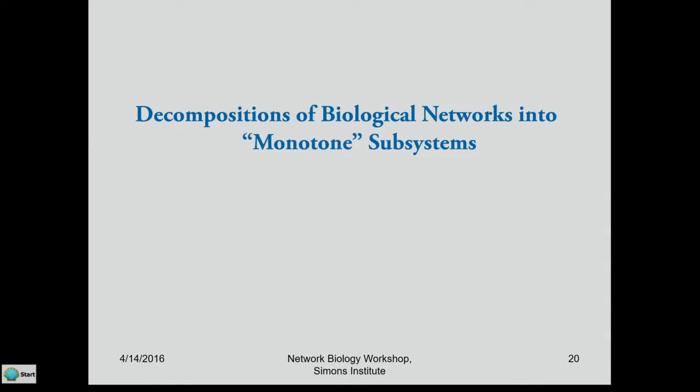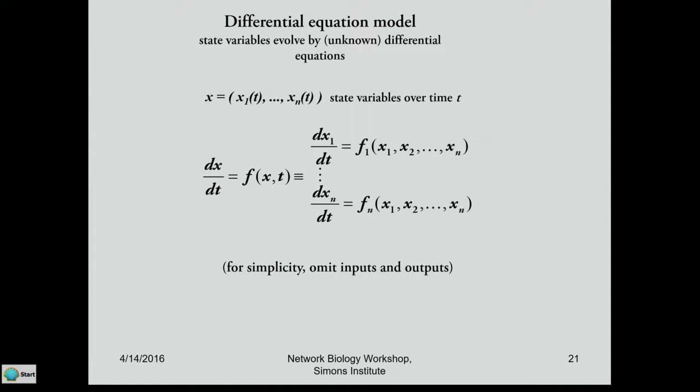So the next thing that I want to talk about is decomposing a biological network into monotone systems. This was a fun work to do. Again, we have this differential equation model. The state variables are evolving based on some differential equation. For simplicity, we omit inputs and outputs, but it's easy to incorporate them. If you look at the paper, you will see that without input and output, of course, no system makes any sense whatsoever.